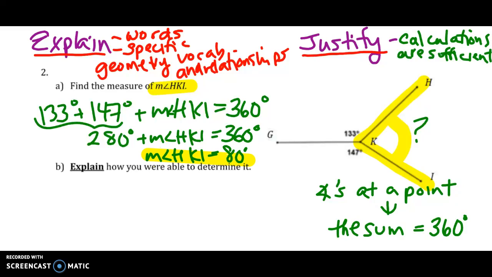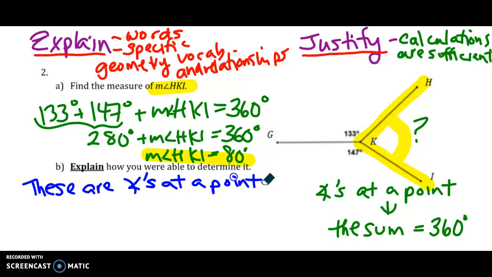And now we need to do the explain part. So I can't just say I added the two angles and I subtract from 360, because again, that doesn't use specific geometry, vocab, and relationships. So how are we able to figure out the measure of HKI? These are angles at a point. And they sum to 360.